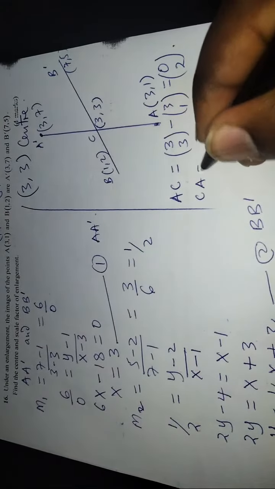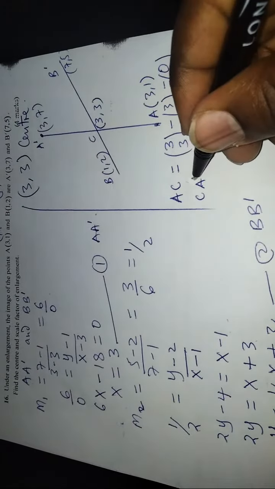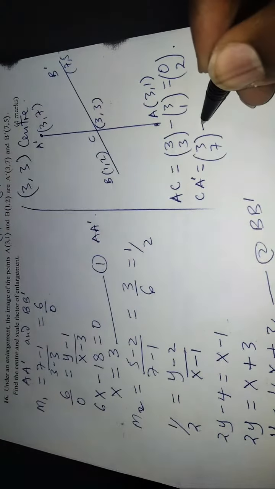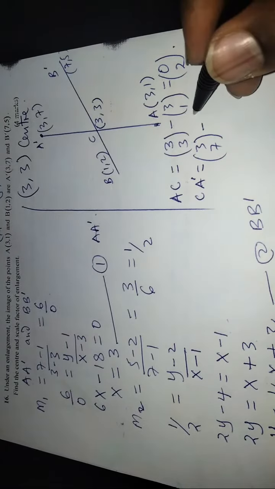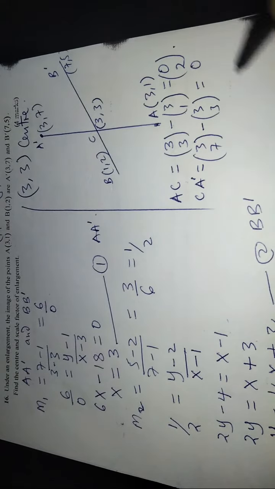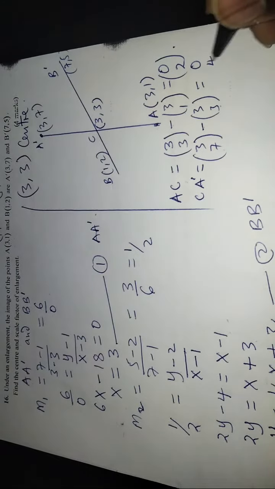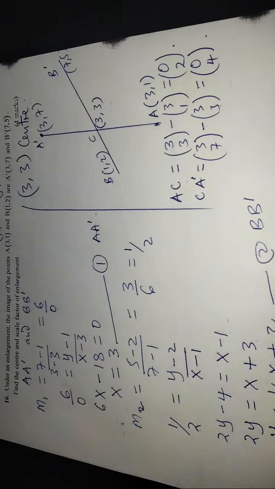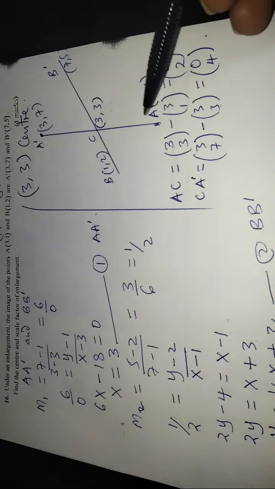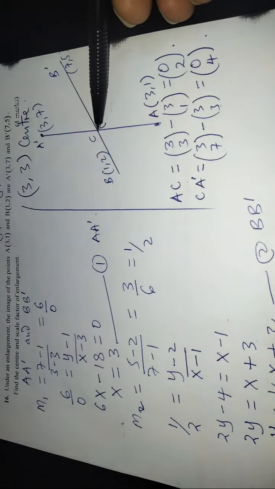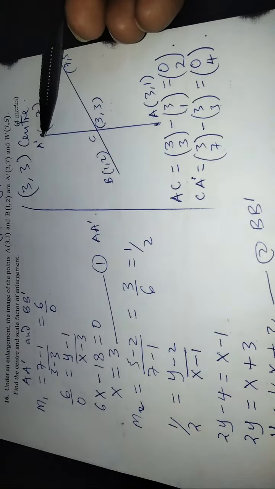Then the other vector, from AC, we have CA prime, sorry. So A prime is (3, 7) minus C, which is (3, 3). So at this point, we will have again 0, and this is going to be 4. So it's upon us now to know how the two vectors are related. Vector AC, that is from A to the center, then CA prime from C, which is the center, to A prime, the image of A.